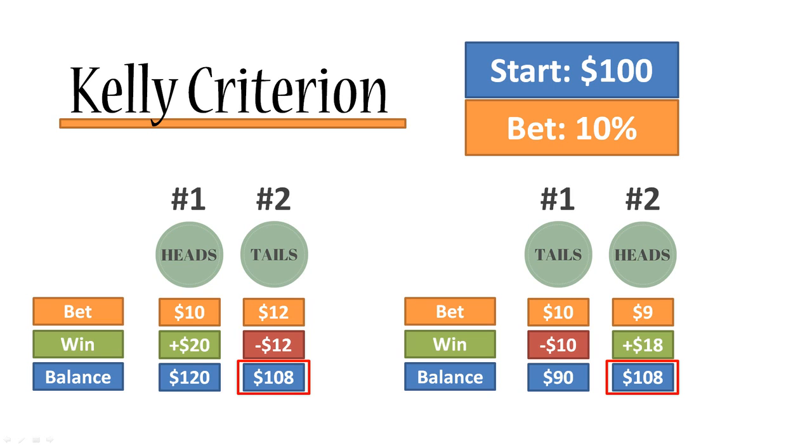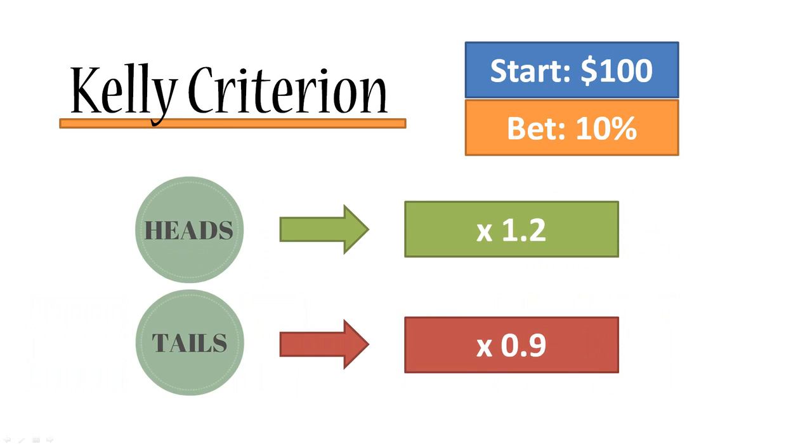So this was a simple example of when we only have two tosses. And now we know that in the case of two tosses, order doesn't matter. Why order doesn't matter is because every time you get heads, you're multiplying your current balance by 1.2. Every time you get tails, you're multiplying your current balance by 0.9. So if you had 100 and you get heads, your balance is now 120. So that's a coefficient of 1.2. If you get tails, your balance is 90, and that's a coefficient of 0.9.